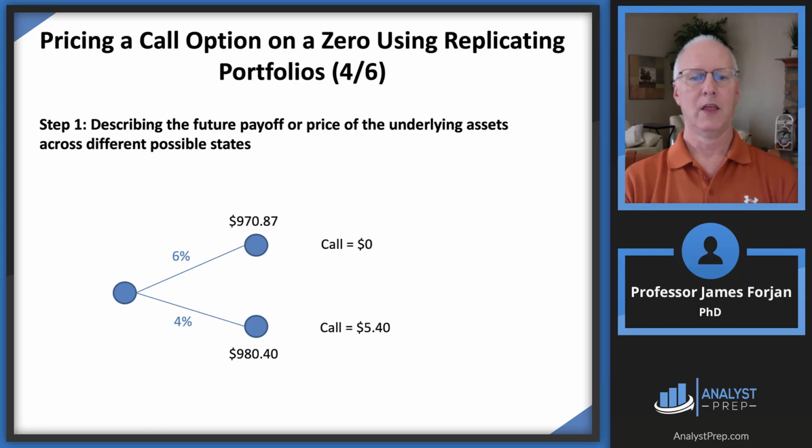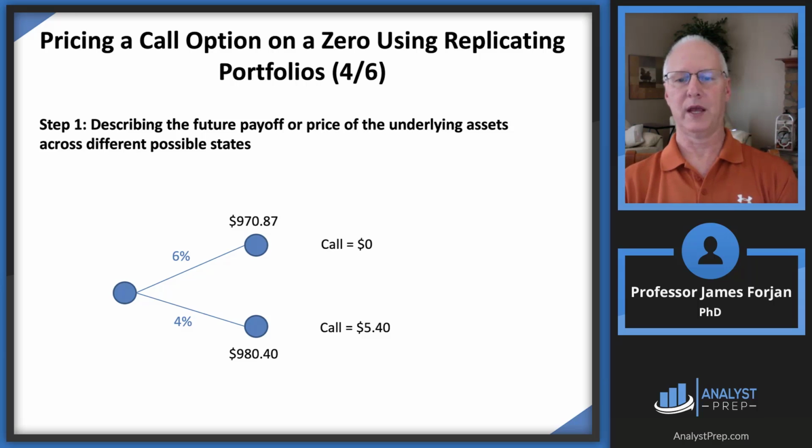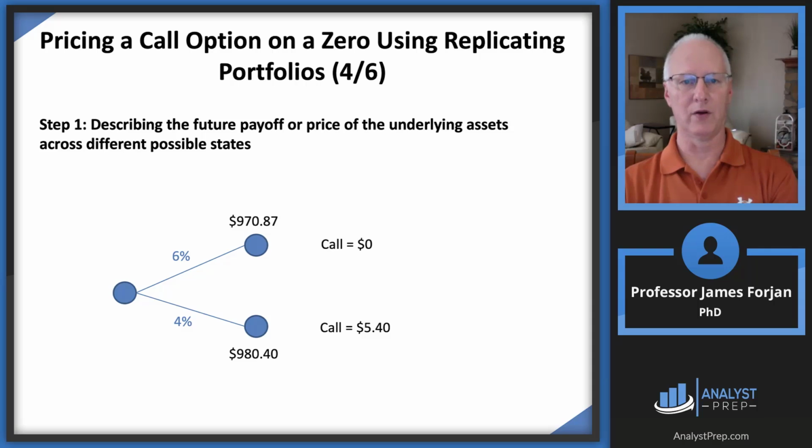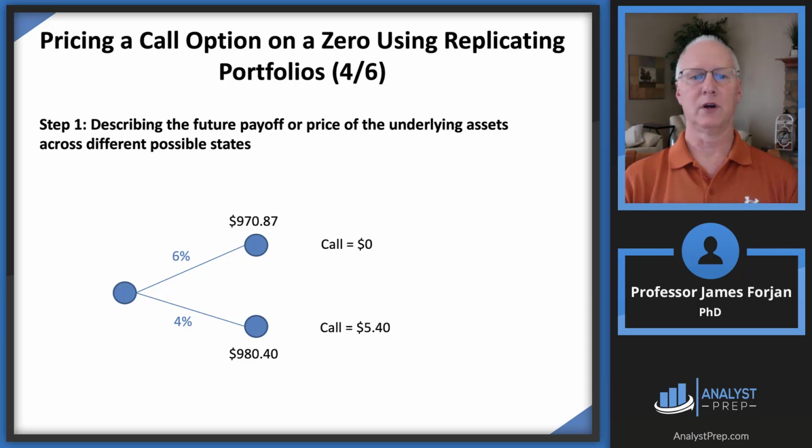All right. So there's our little timeline. There's node 0 and there's node 1. So we've got the 970 going up. We've got the 980 going down. And the call is worth 0 in the upstate, and the call is worth 5.40 in the downstate. So those describe the future payoffs of the underlying assets across those different possible states. There's the payoffs for the bond, and there are the subsequent payoffs for the option.